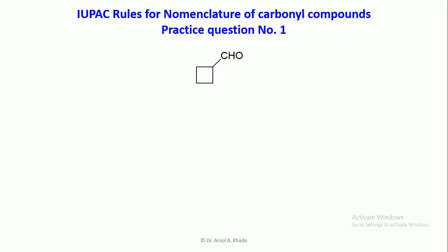So I hope you have understood the IUPAC rules for nomenclature of carbonyl compounds, that is aldehydes and ketones, which are a very important class of compounds in organic chemistry, especially in pharmaceuticals. So if you have understood all these rules, you can practice these questions which are there on your screen. So you can try the IUPAC name of this compound, which is quite simple, okay, and then you can comment your answer in the chat box.